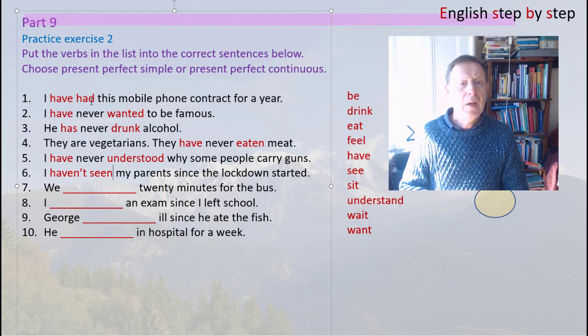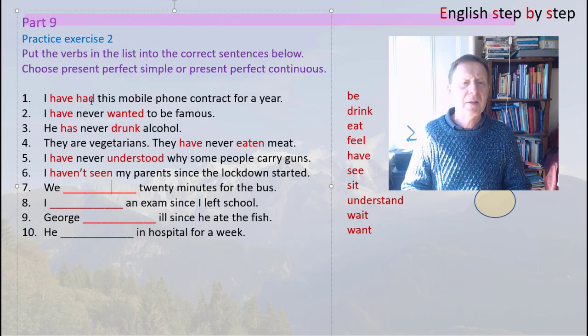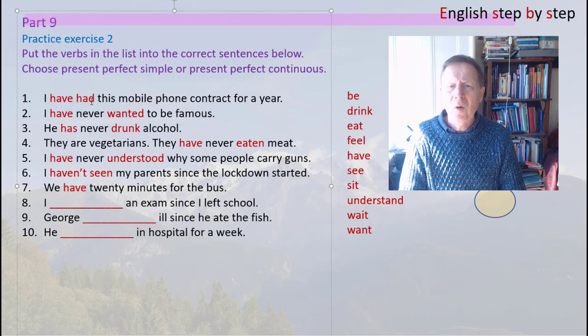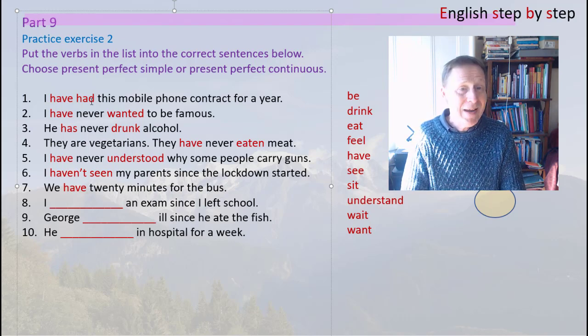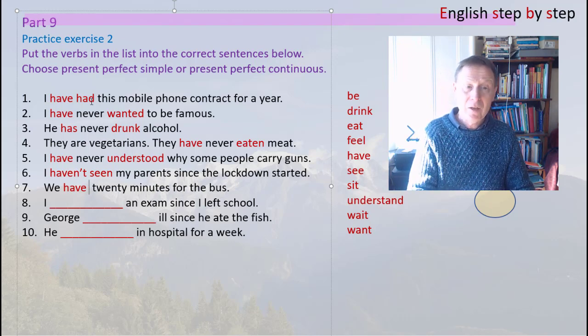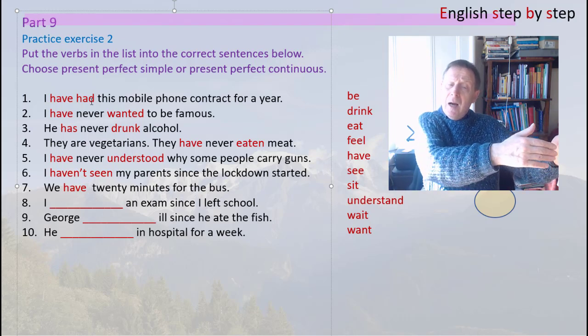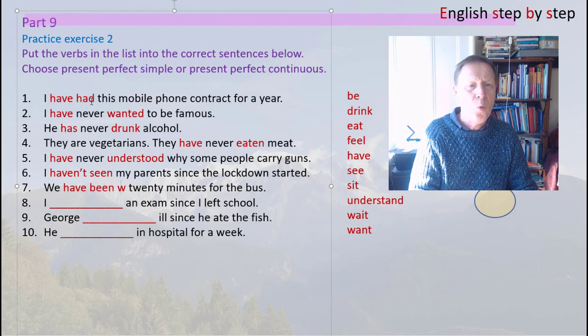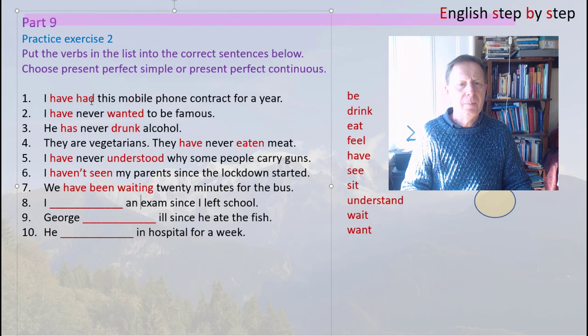Number 7, 20 minutes for a bus. Now, in this case, we have, and then the only verb that's logical here is wait. And then it has to be continuous because we're talking about an activity that continued for 20 minutes. We have been waiting 20 minutes for the bus.